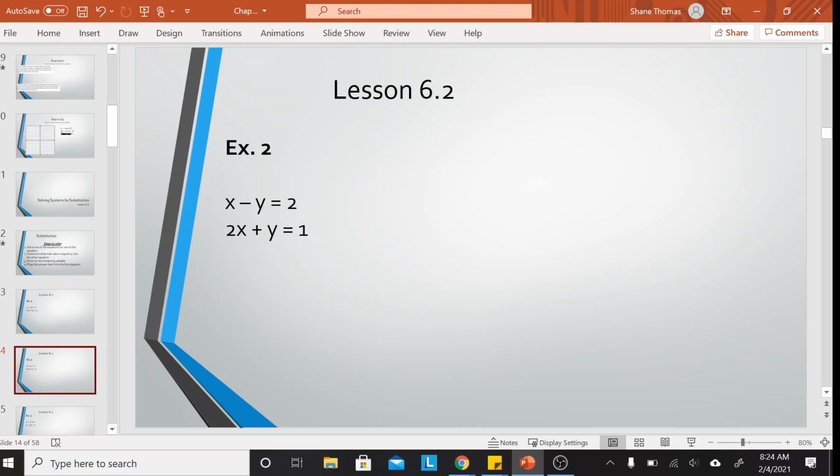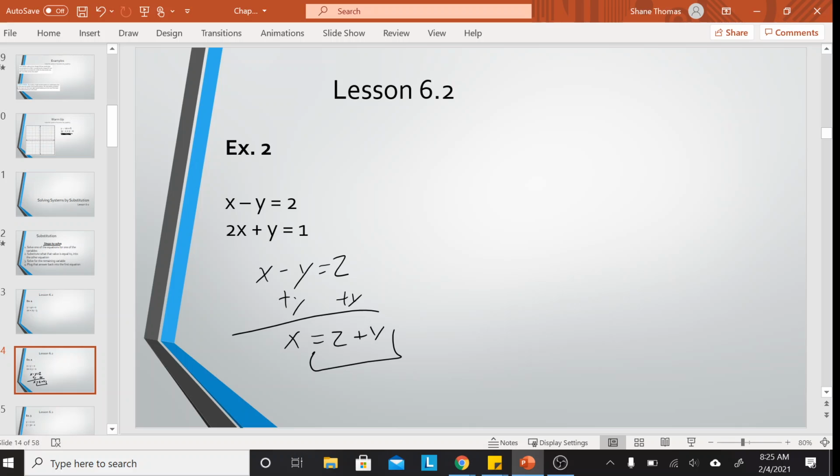All right, so let's do this one for substitution. We want to get one variable all by itself. I have an x and y in the first one that are both kind of by themselves, and in the second one I have a y that's kind of by itself. So let's get the x in the first one by itself. x minus y equals 2. To get x by itself, I'm going to add the y across. x equals 2 plus y.